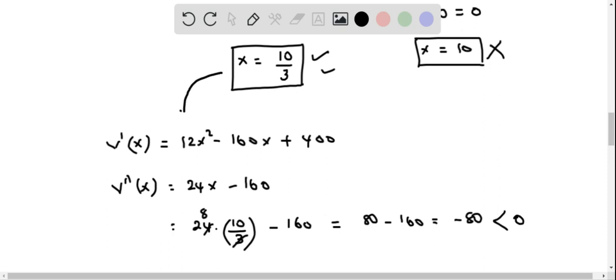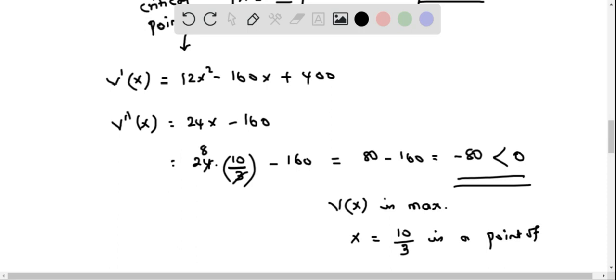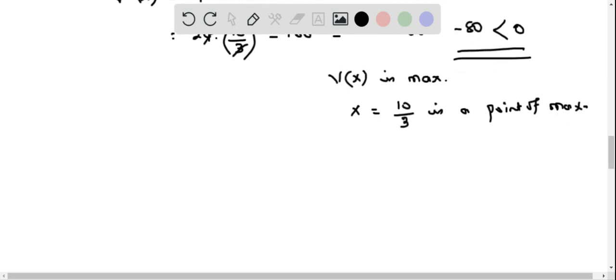So when we plug this critical point of the volume function into the second derivative, we get a second derivative less than 0. According to calculus, when the second derivative is negative at the critical point, the volume function is maximum, or the critical point is a point of maximum. That is, x equals 10 by 3 is a point of maximum. So thus we have verified that volume is maximum when x equals 10 by 3.